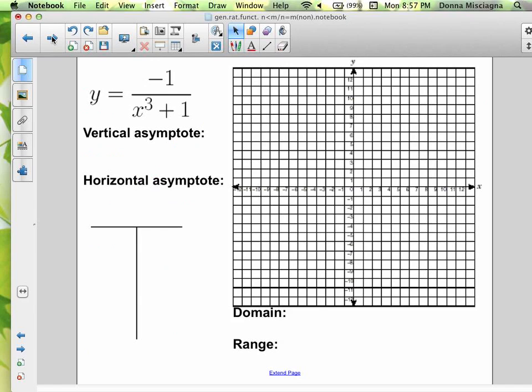Right, so vertical asymptote is x equals negative 1 and there we go. Horizontal asymptote was y equals 0.